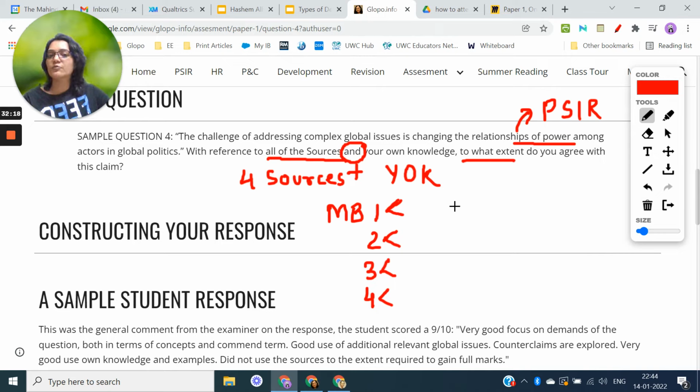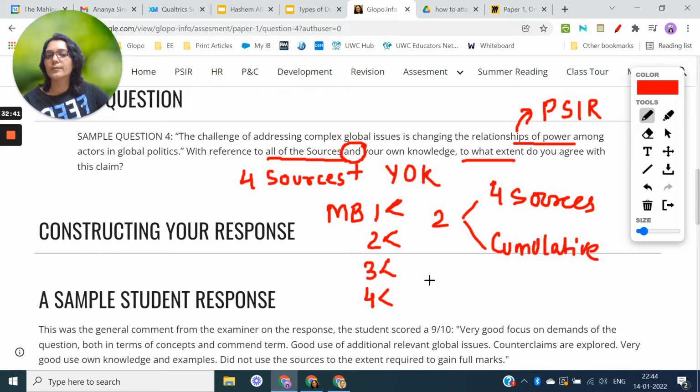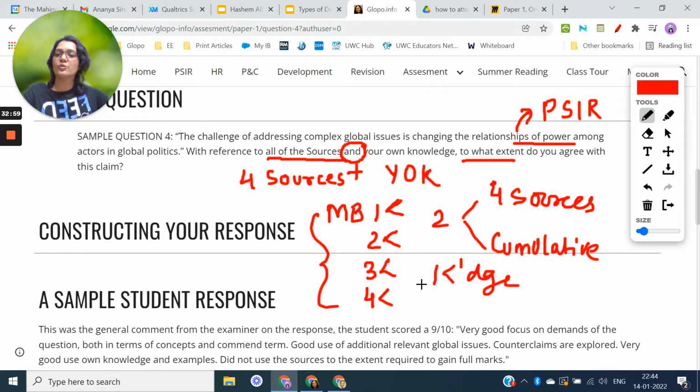Another way could be, in case you are planning to write 2 paragraphs, then the first paragraph could be using all the 4 sources, and then in the second paragraph, your cumulative knowledge of all the 4 paragraphs. Clear enough? So either you can go for this one or you can go for this one. Either way is fair enough, right? Because you are mixing all the 4 sources, synthesizing all the 4 sources plus your own knowledge.